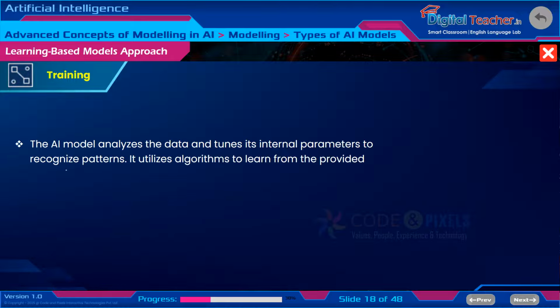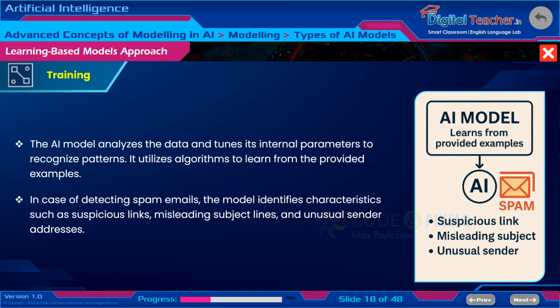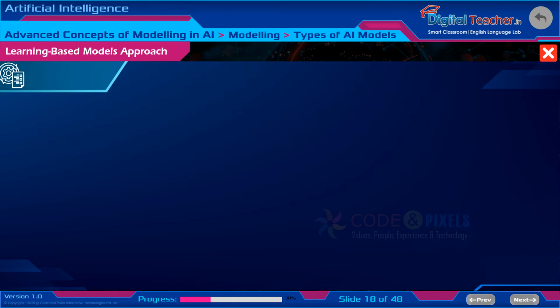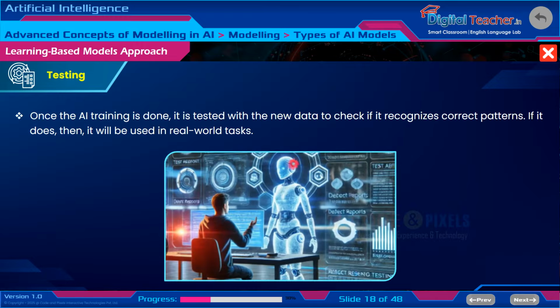Training. The artificial intelligence model analyzes the data and tunes its internal parameters to recognize patterns. It utilizes algorithms to learn from the provided examples. In case of detecting spam emails, the model identifies characteristics such as suspicious links, misleading subject lines, and unusual sender addresses. Testing. Once the artificial intelligence training is done, it is tested with new data to check if it recognizes correct patterns. If it does, then it will be used in real-world tasks.